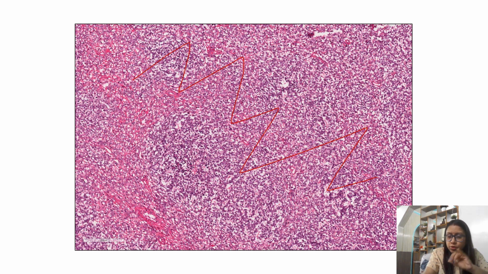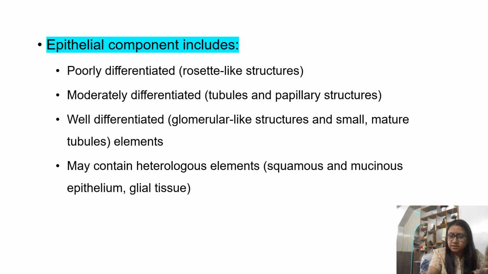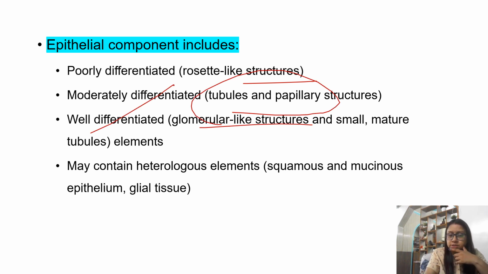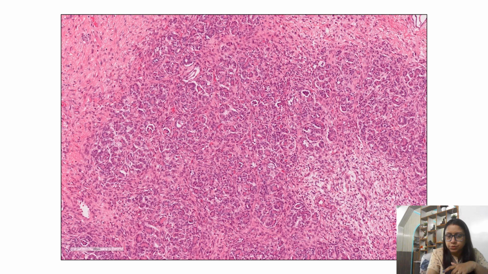So small cells जो होते हैं, they are seen in your diffuse sheets. Correct? Then comes your epithelial component. Blastemal था छोटे छोटे small cells. Epithelial component में आता है rosette like structures हो सकते हैं अगर poorly differentiated है. Moderate differentiated में you can see tubules and papillary. Well differentiated you can see glomerular structures, mature tubules. And other component also you can see squamous elements भी दिख सकते हैं आपको, mucinous और glial tissue.